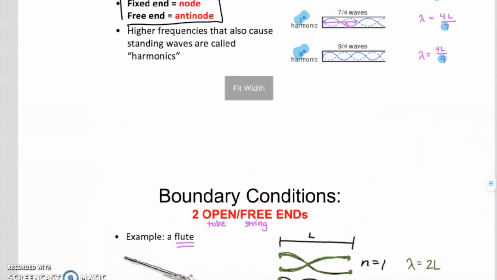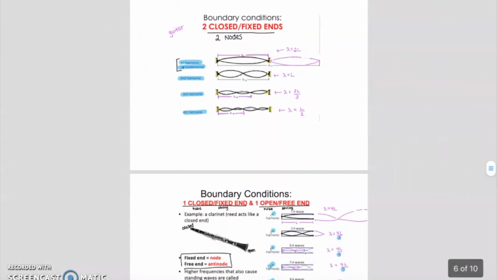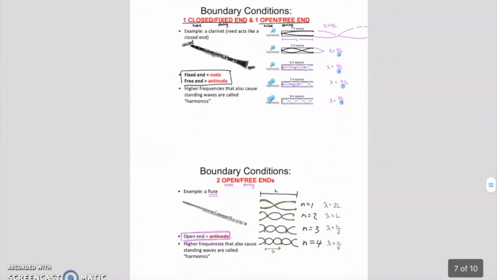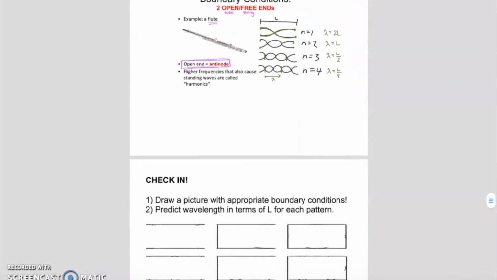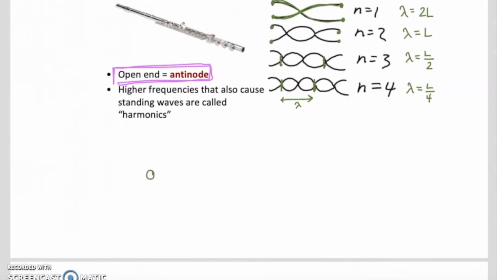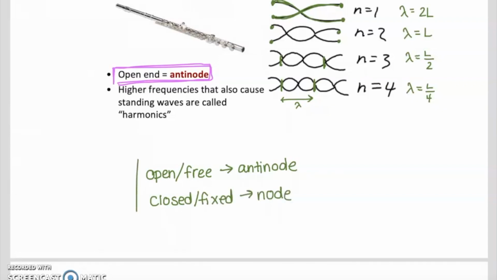Now, no matter what combination of boundary conditions you have, whether it's closed or fixed ends, whether it's closed on one end and open on the other, or whether it's both open or free, the important thing to remember here is that an open end or a loose end or a free end is always going to yield an antinode. A closed end or a fixed end is always going to yield a node. And if you remember these two keys, you should be able to think through the rest.